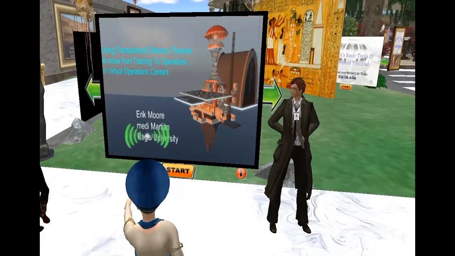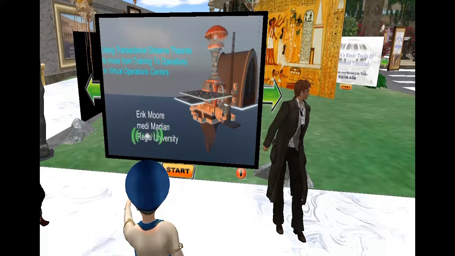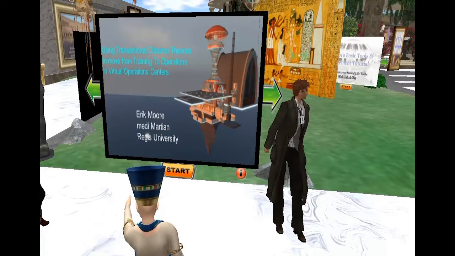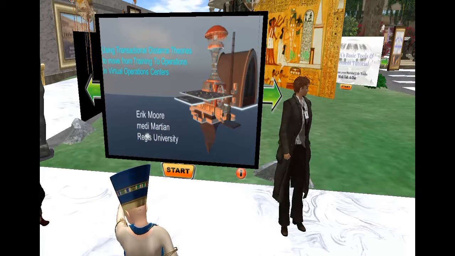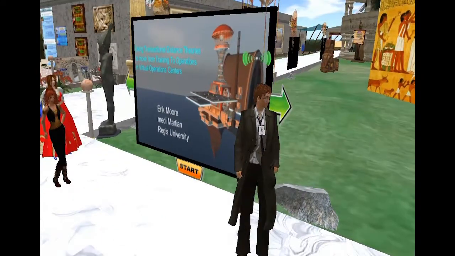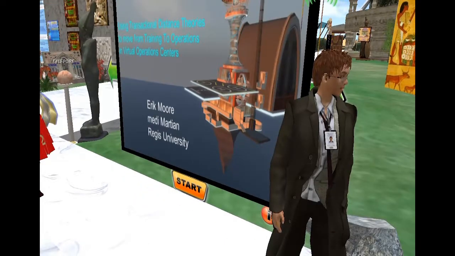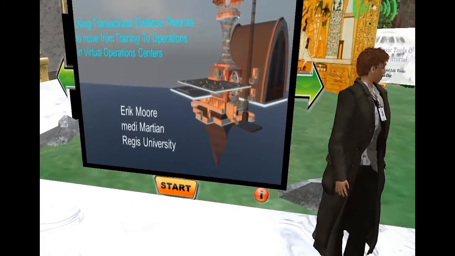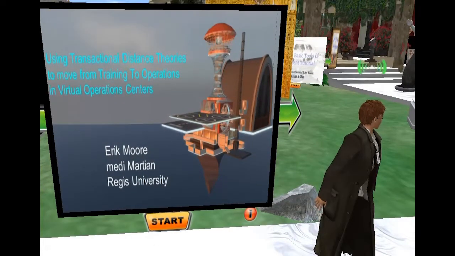All right, Erik Moore is going to speak to us about using transactional distance theories to move from training to operations in virtual operations centers. Okay, I realize that's kind of a mouthful, but I wanted to get out the technical description of where I was going with this in case any of you are into education theory and designing instructional systems, which I think a bunch of you are. So maybe it's appropriate.